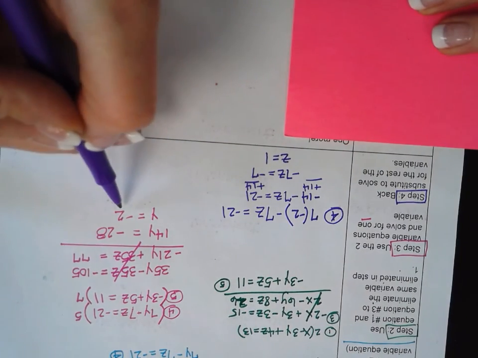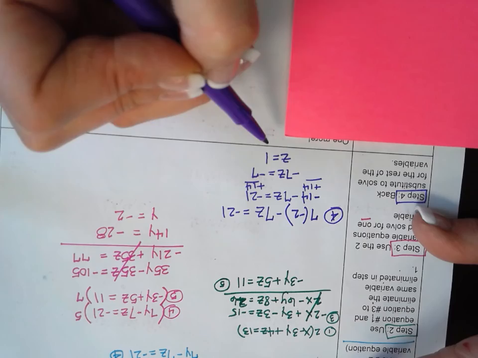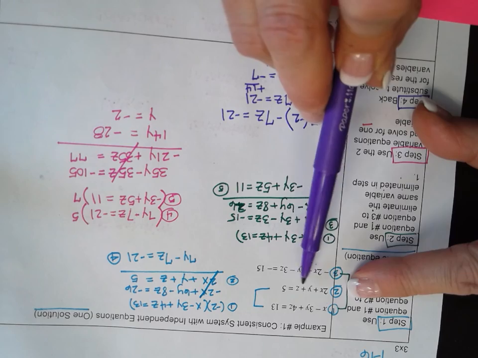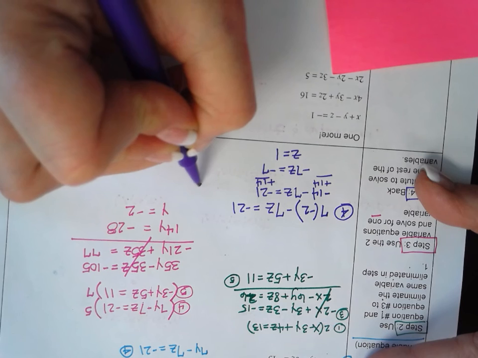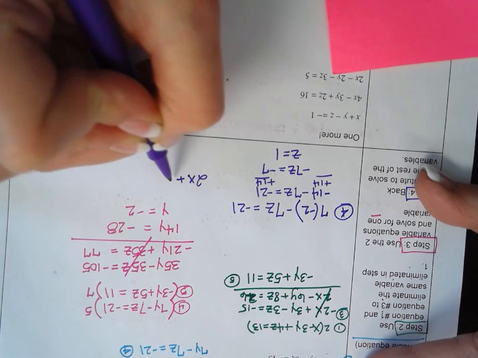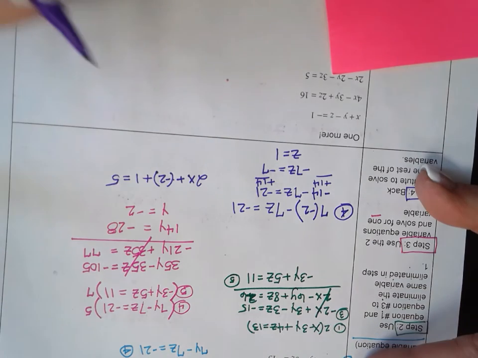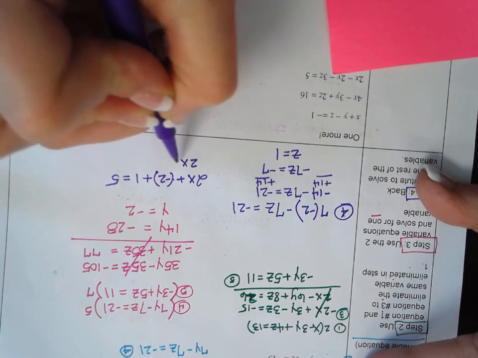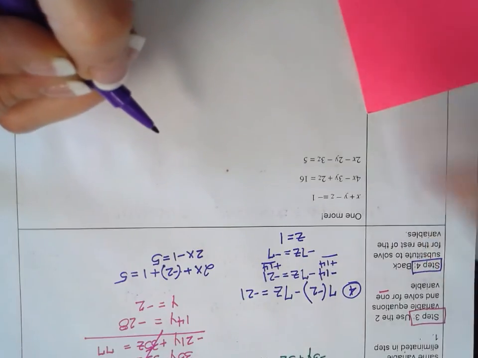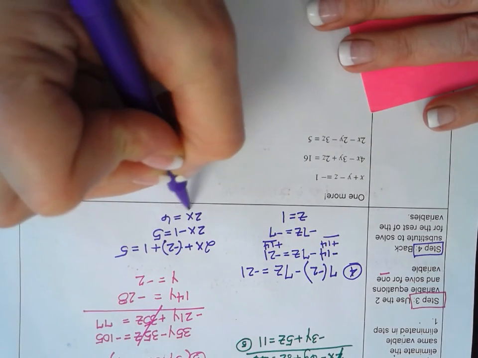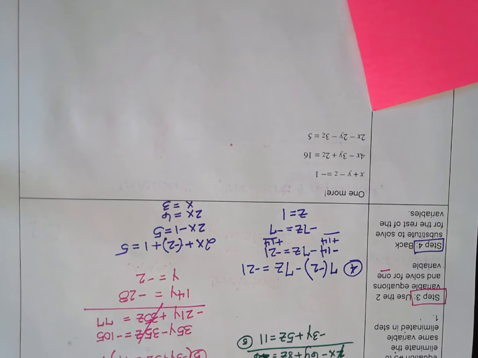And now I know y is negative 2, z is 1. Let's throw it into, I'm going to pick equation 2 because y and z are singles, because that would be easier. So 2x plus negative 2 plus 1 equals 5. So that simplifies to 2x minus 1 equals 5. So 2x is 6 and x equals 3.